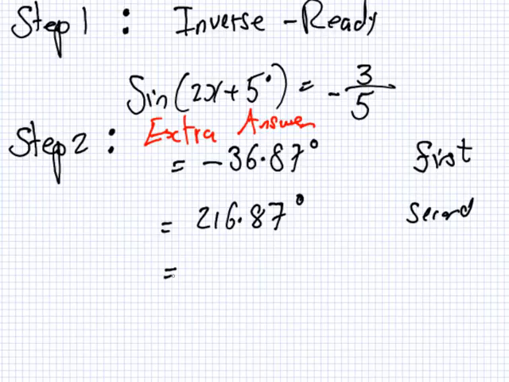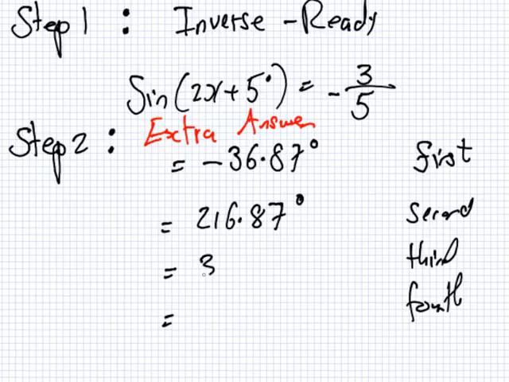And if you need to make 2 more answers, then you add 360 again to the 2 answers you have. So if I want to make a third and a fourth answer, I just add 360 here. So 360 added to the first one, and you'll get 323.13, and 360 plus 216.87 is 576.87. And that's in another circle. Yeah, but don't worry, we'll fix that later. But you're right, that's in another circle. But that will be fixed shortly.